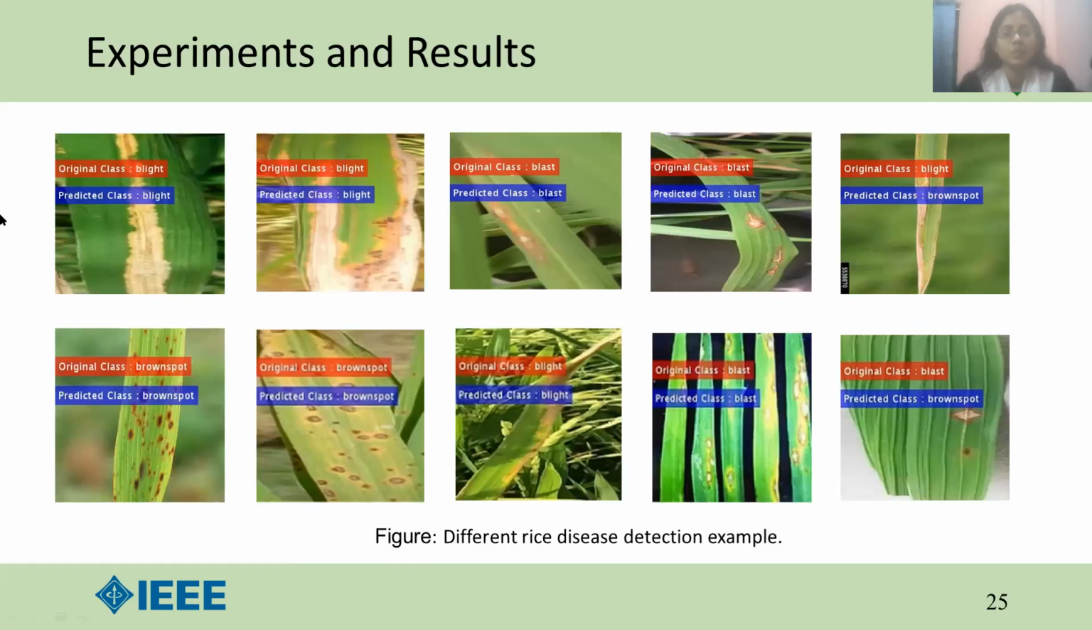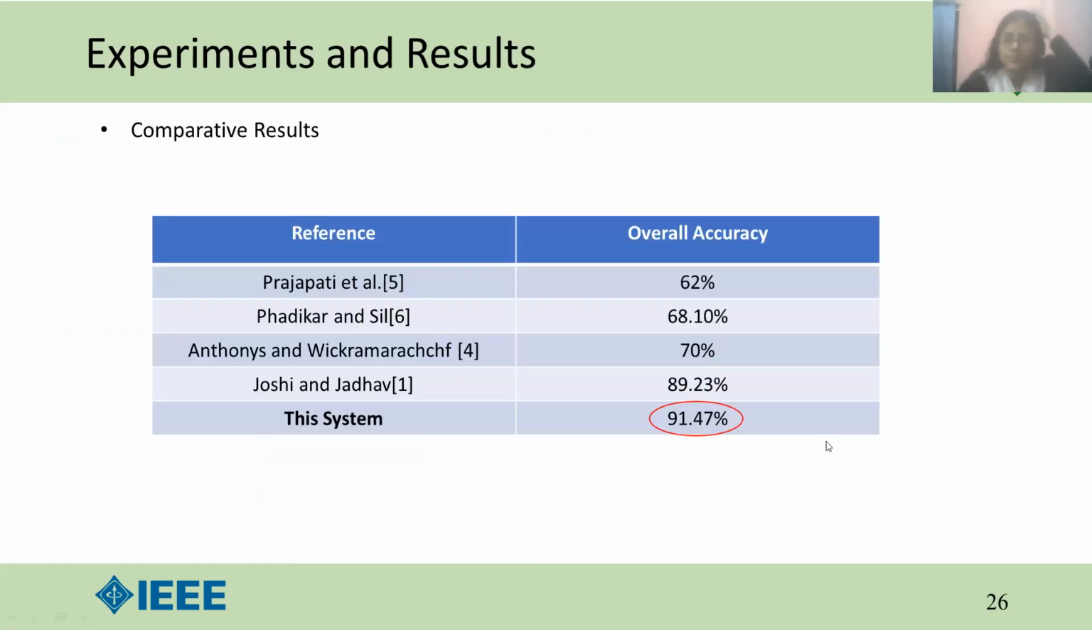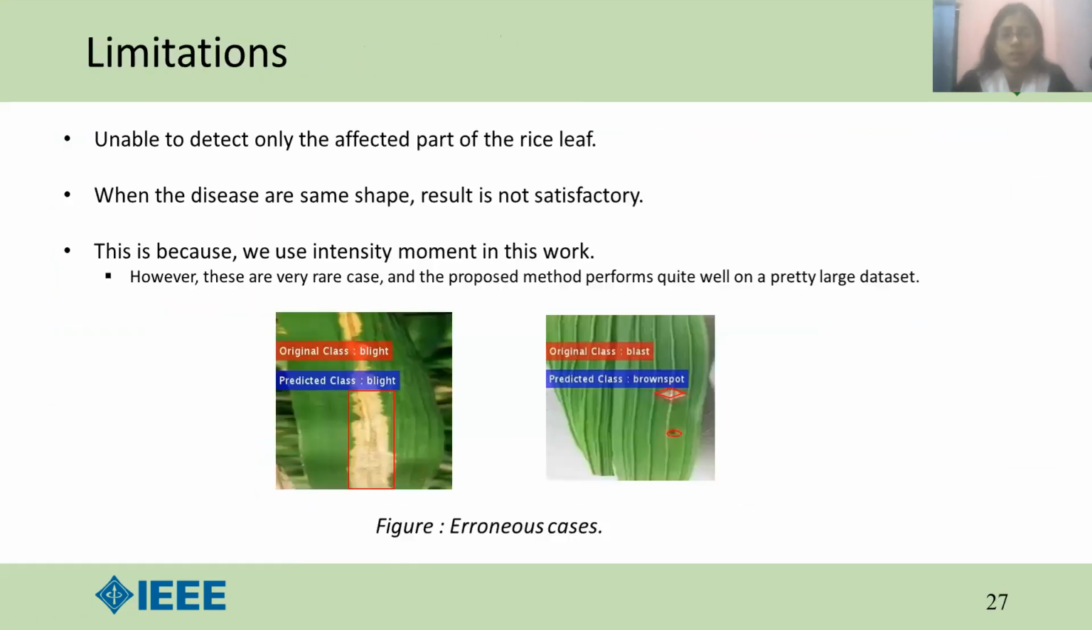This is an overview of some experimental results. We see that these are the correctly identified disease names, and in some cases it failed to predict the disease. And this is some comparison result with other works.